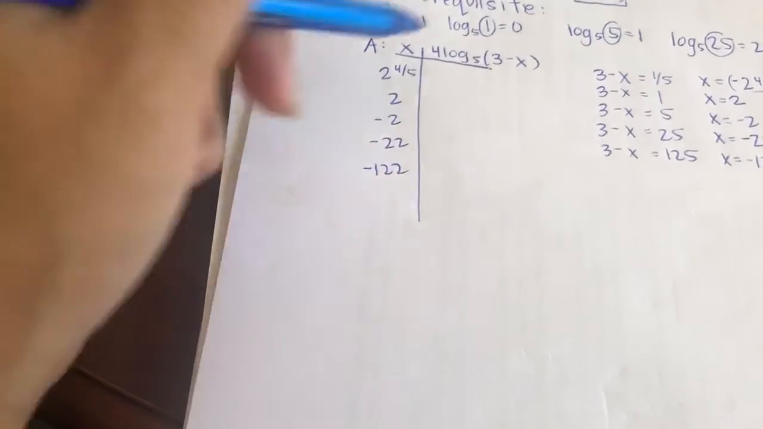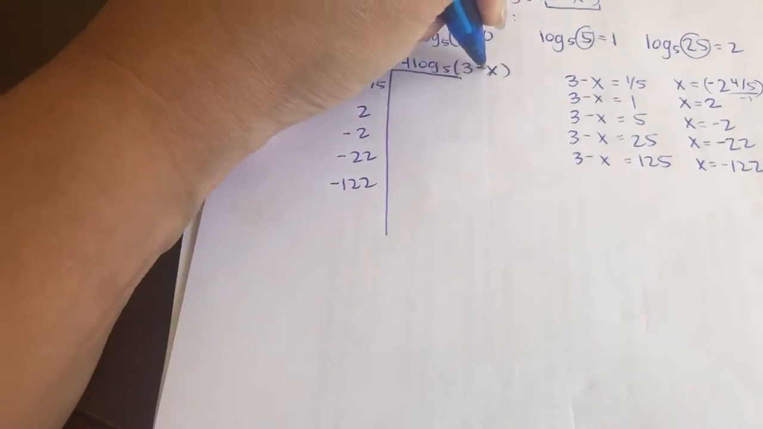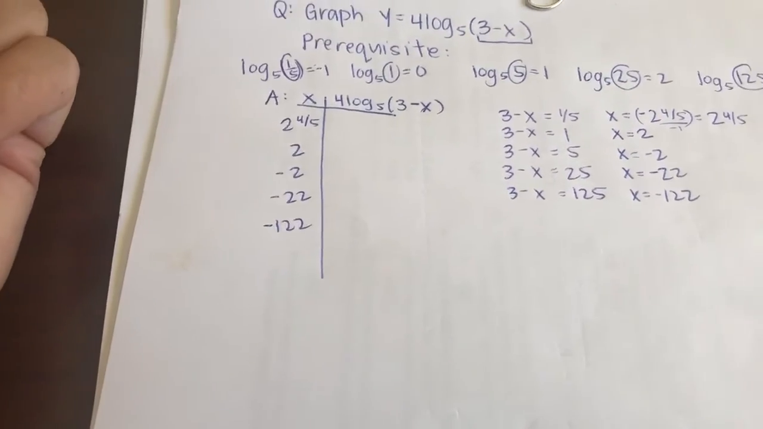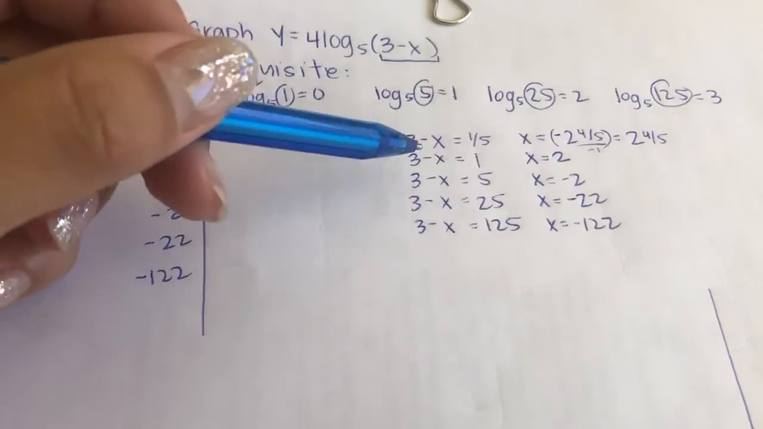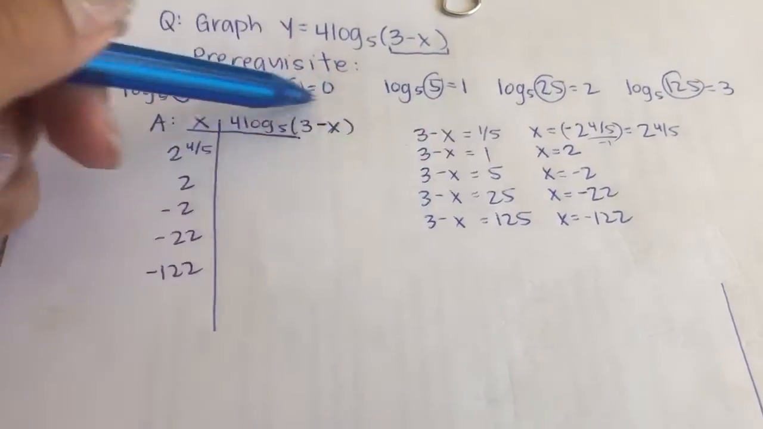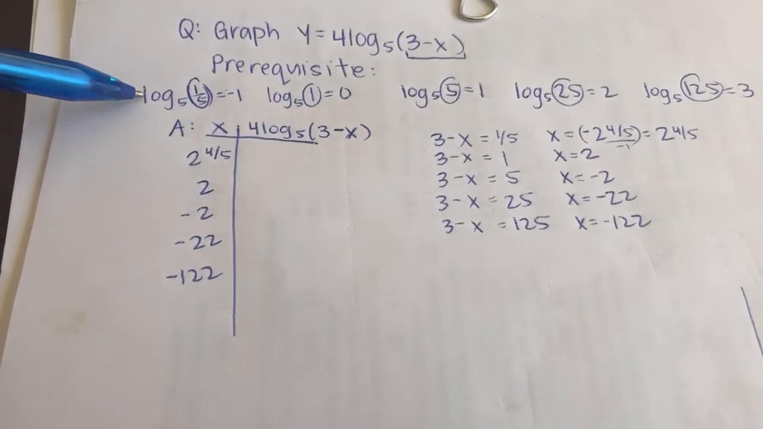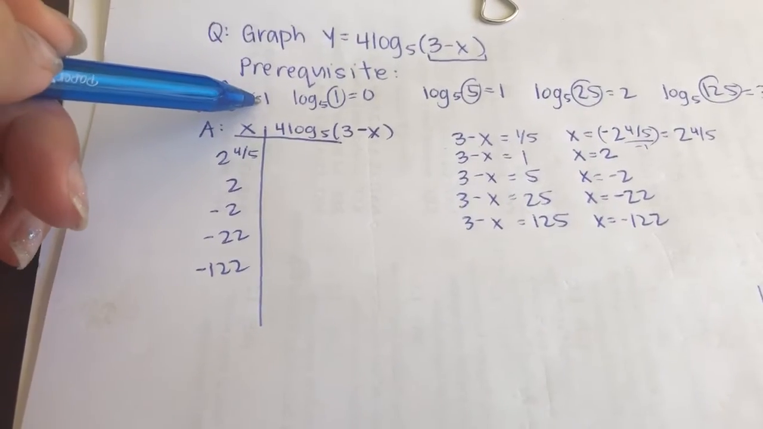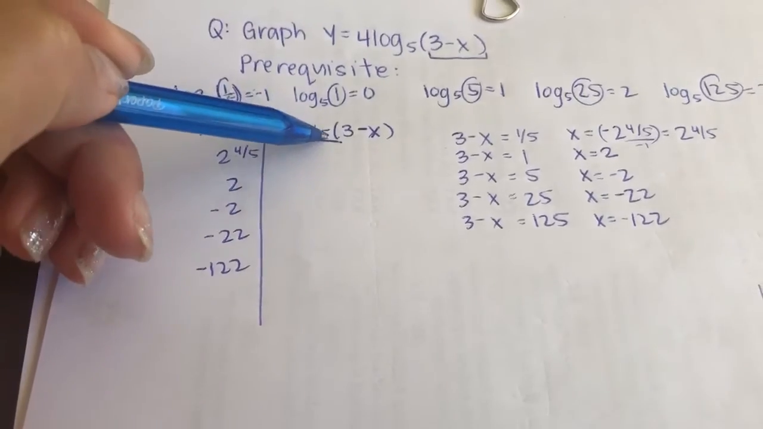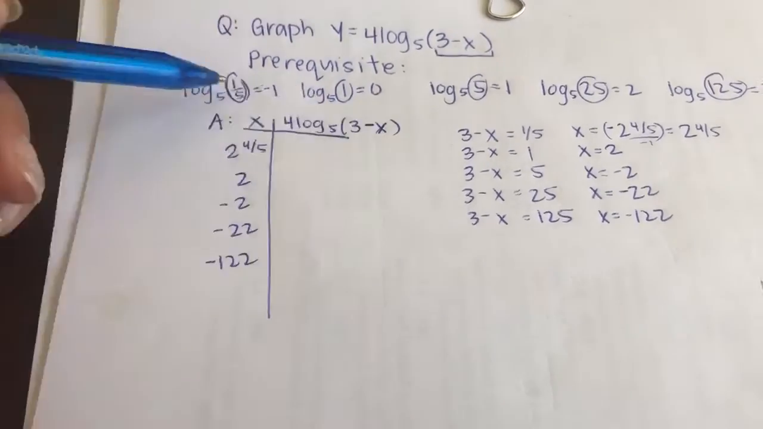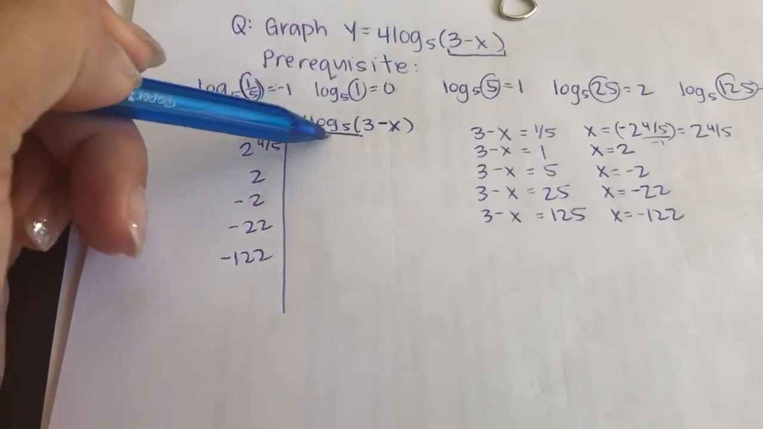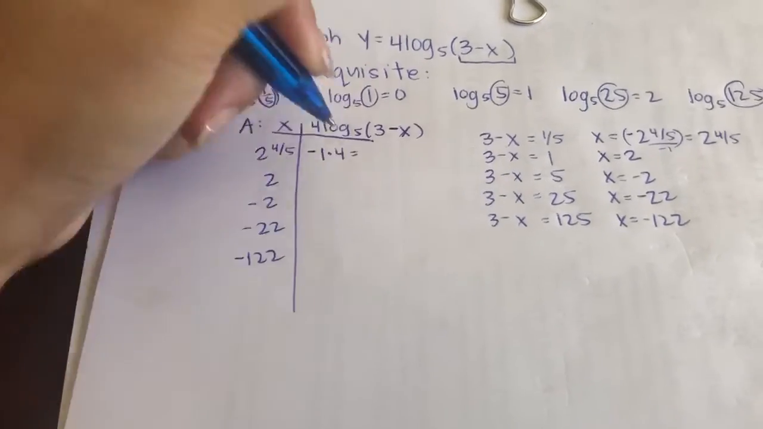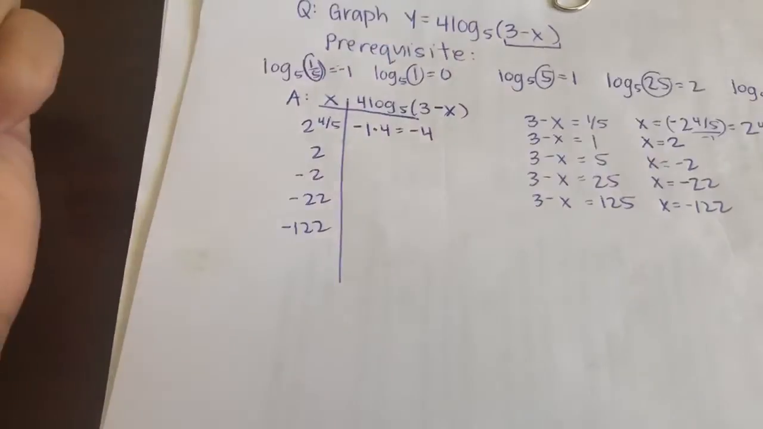Notice our graph is going to the negative side because x has a negative coefficient in front of it. That's why we're focusing more on negative numbers. Say we plugged in 2 and 4/5. We would end up with 1/5 inside our logarithm, and log base 5 of 1/5 is -1. This entire logarithm is -1, but we have the times 4 in front, so -1 times 4 is -4.